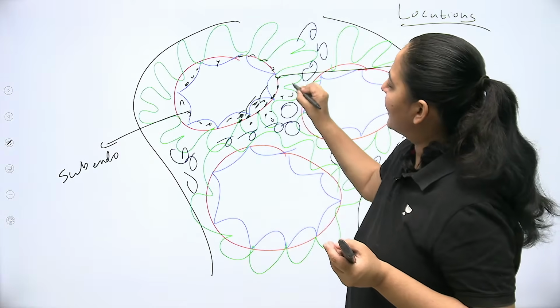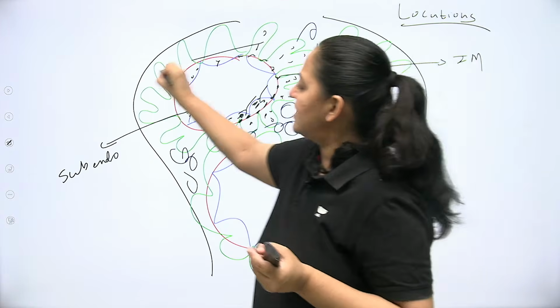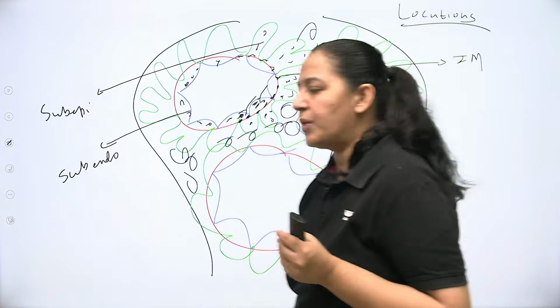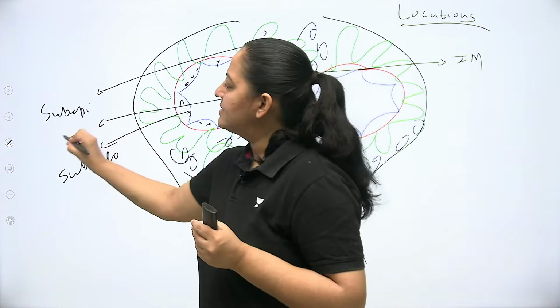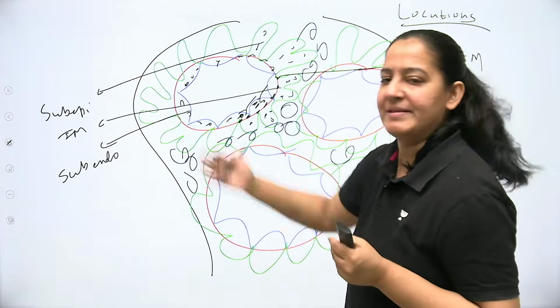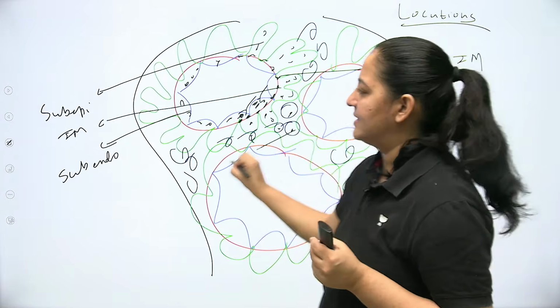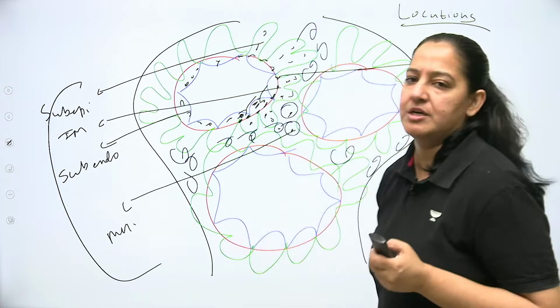They can be present on the epithelium, that is the visceral epithelium. Such deposits are known as subepithelial deposits. So what are the three main locations? Basement membrane is intramembranous, subendothelium and subepithelium. And the last, deposits can be present in the mesangium, the mesangial cells. So the fourth location is the mesangium. These are the four locations of the deposits.